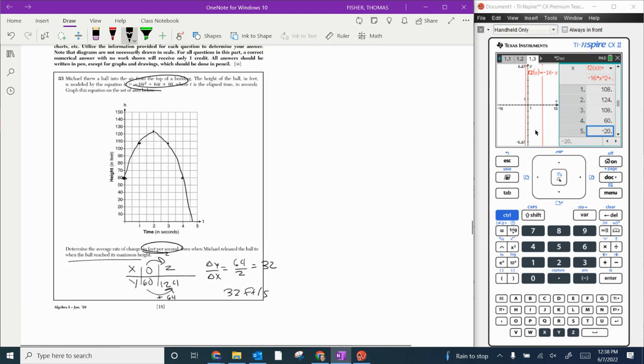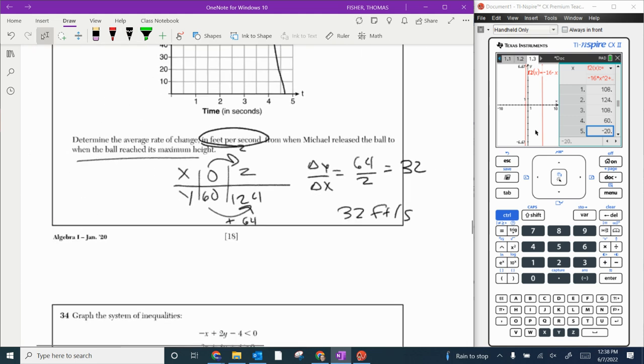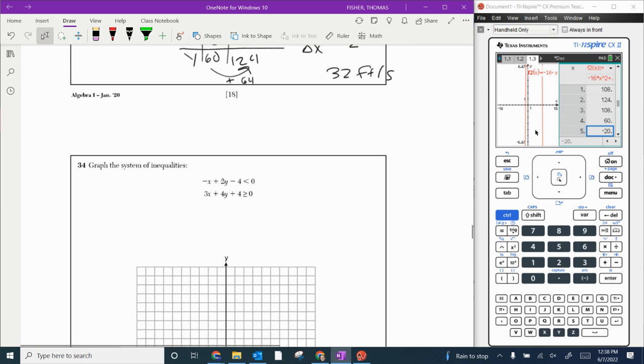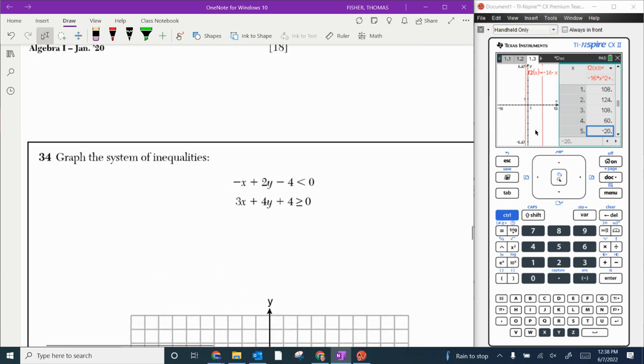And that's it, right? That's all we need. Okay. Ooh, look at this one. This looks kind of busy. A lot of work here. So we got to solve each of these for y before we graph these.